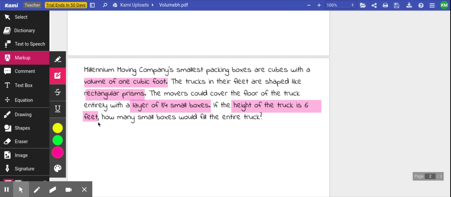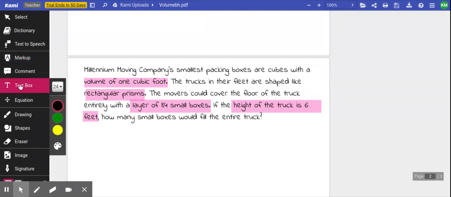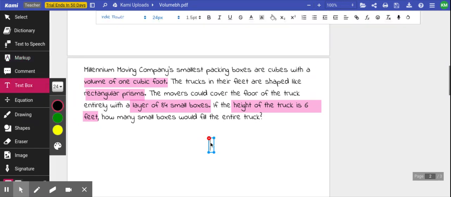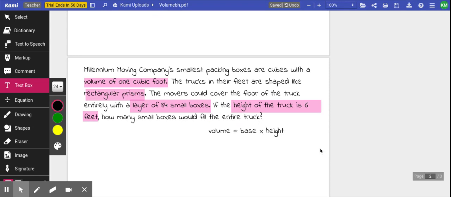Now, what formula could we use to help us find the volume of the entire truck? If you mentioned volume is equal to base times height, you're correct. Remember, in this particular case, we can't really use volume is equal to length times width times height because it doesn't tell us the length, it doesn't tell us the width, it only gives us the base of the floor of the truck and the height.